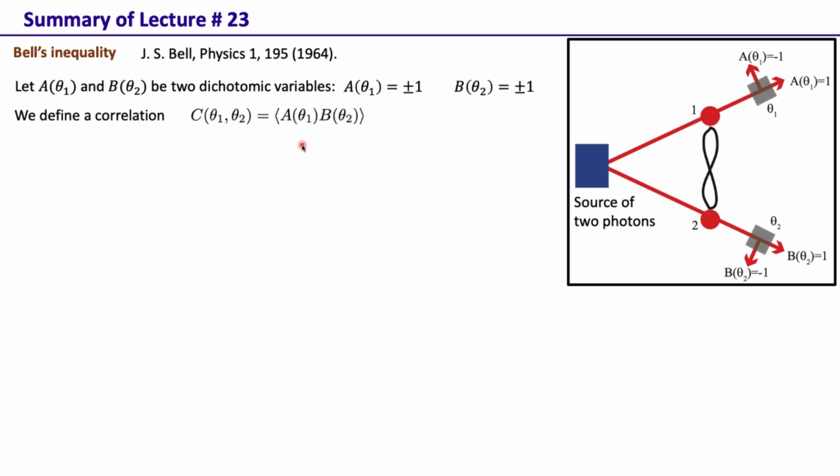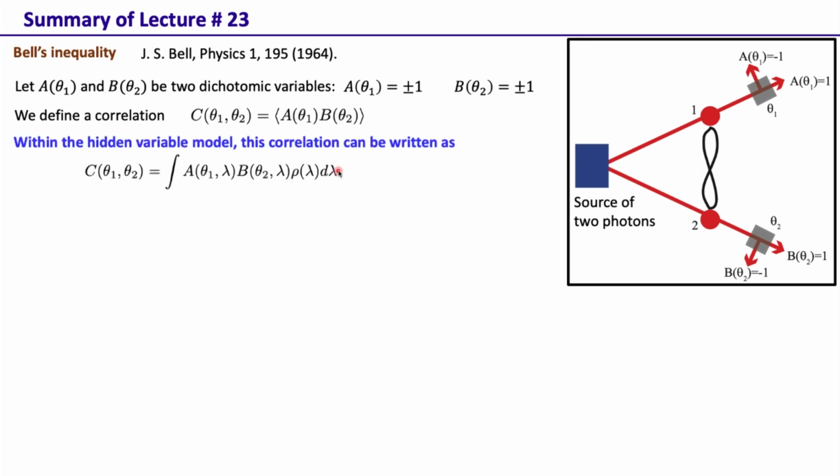over many measurements. Within the hidden variable model, this correlation can be written as the integral of A(theta 1, lambda) B(theta 2, lambda) rho(lambda) d lambda, where A(theta 1, lambda) is the outcome of A when the polarizer is at theta 1, but this is decided by a hidden variable or a set of hidden variables lambda. Again, the outcome at B when the polarizer is at theta 2 is decided by the hidden variables lambda. We know nothing about these hidden variables, as to how many of them there are or how they actually affect A and B, but one thing we do know for sure is that the distribution of these hidden variables has to be normalized.